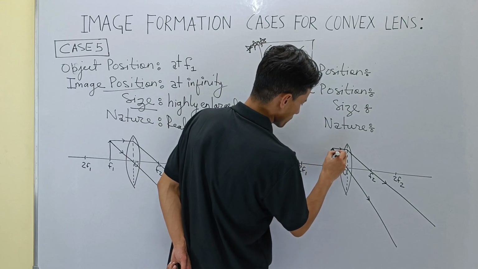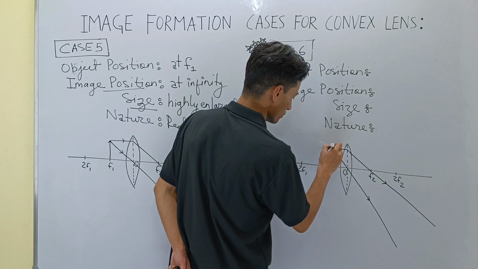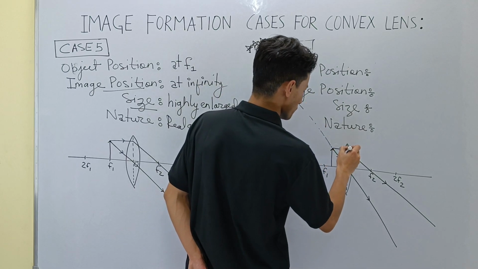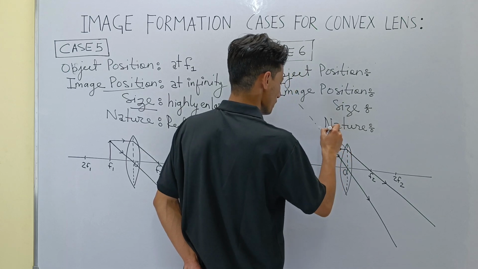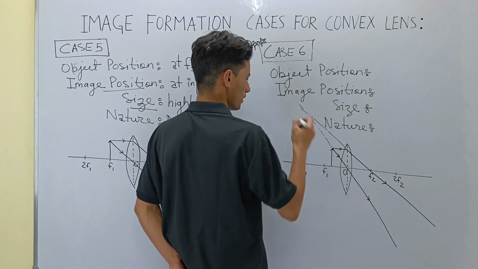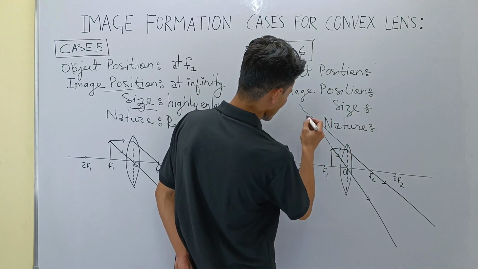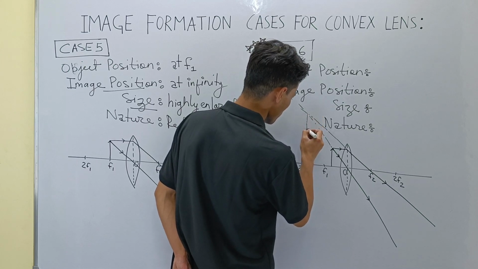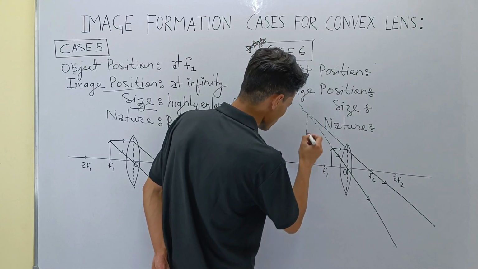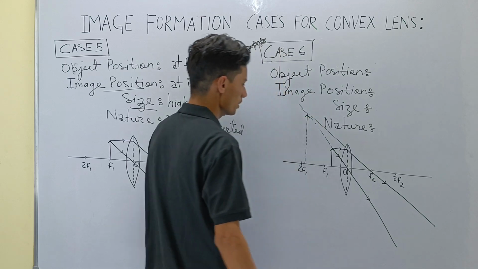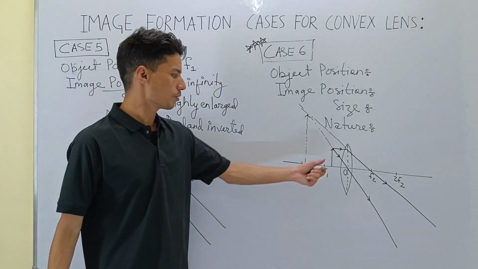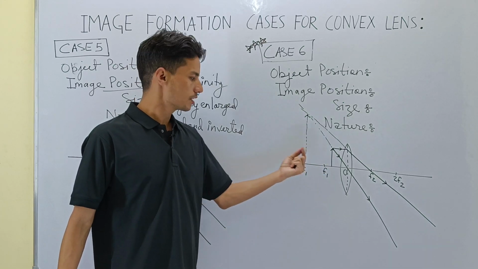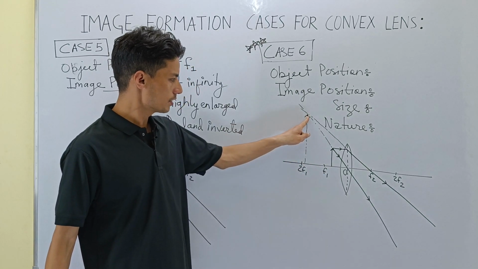So we backtrace it. The backtracing will be done with a dotted line. Remember, it should be with a dotted line. And then on backtracing it, we find the two refracted rays meet somewhere here. They meet here, so this is where the image will be formed, on the same side as the object.